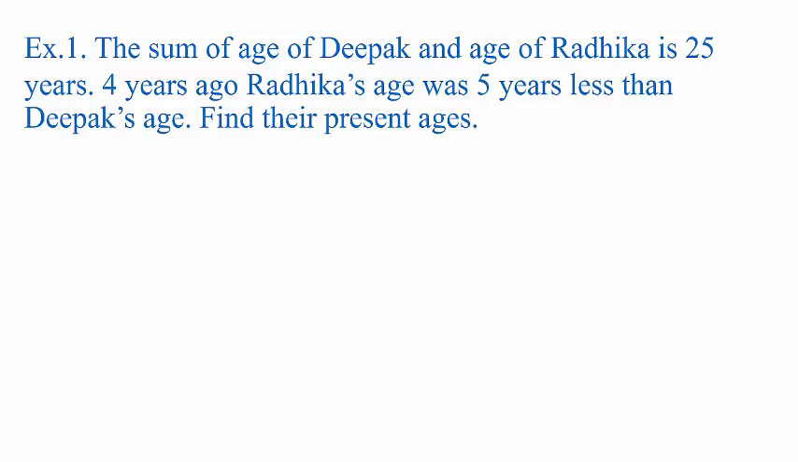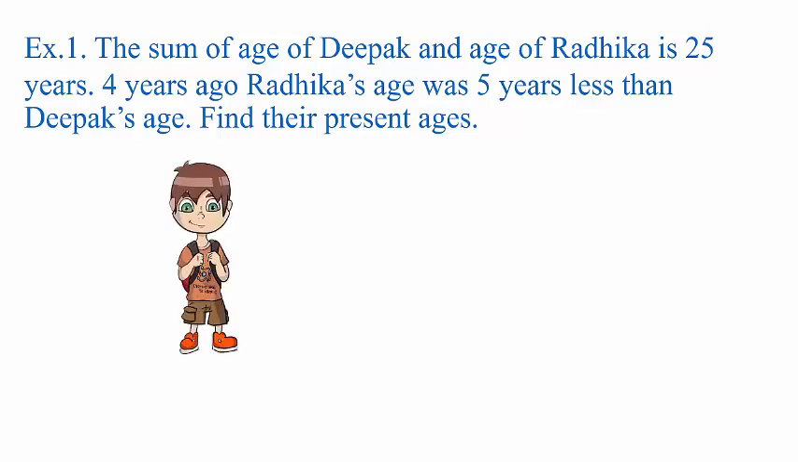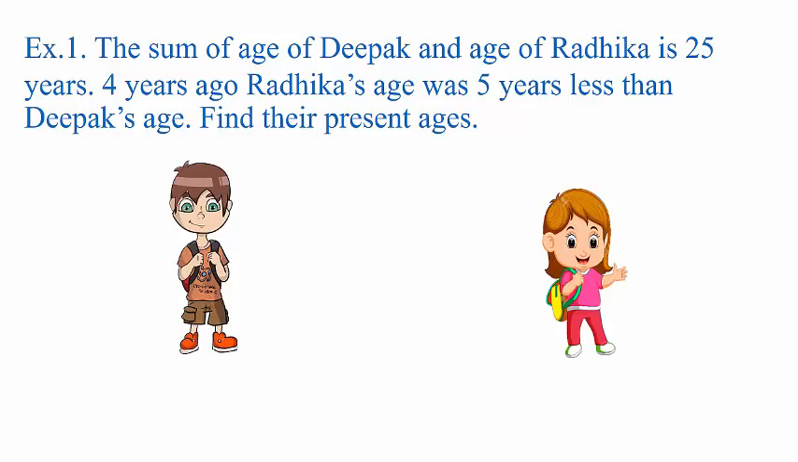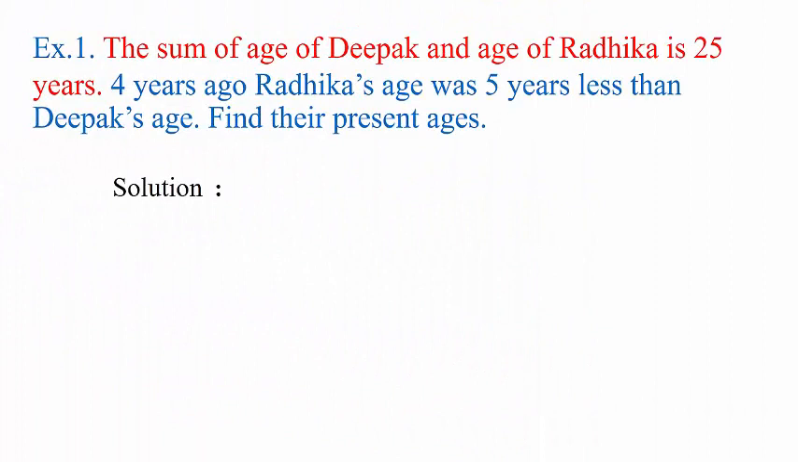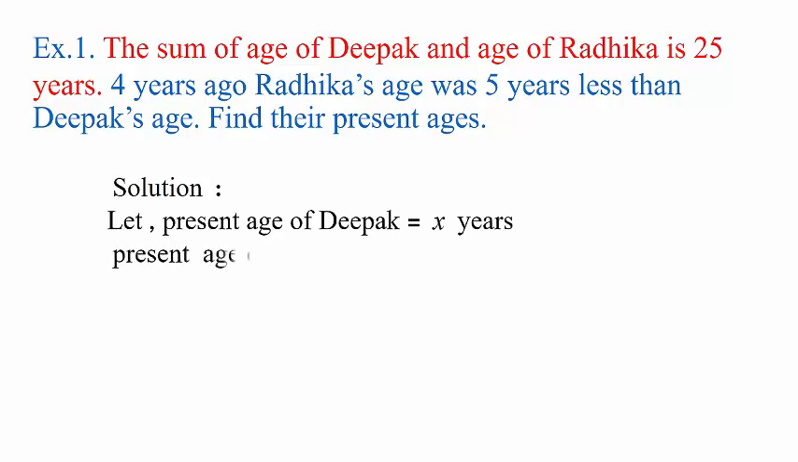So the age of Deepak and the age of Radhika are two unknown quantities, and for that we assume variables. We assume he is Deepak and she is Radhika, and the present age of Deepak is equal to x years and the present age of Radhika is equal to y years. So we assume two variables for two quantities. So we solve this example. Let the present age of Deepak be x years and the present age of Radhika be y years.